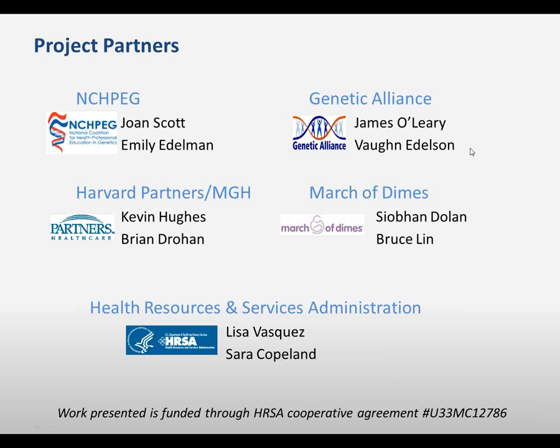The Pregnancy and Health Profile was developed by a partnership of organizations including NCHPEG, the Genetic Alliance, Harvard Partners and Massachusetts General Hospital, the March of Dimes, and the Health Resources and Services Administration, who is also the funder of this project. The goal of this tool is to improve identification of women and babies at risk of genetic disease.